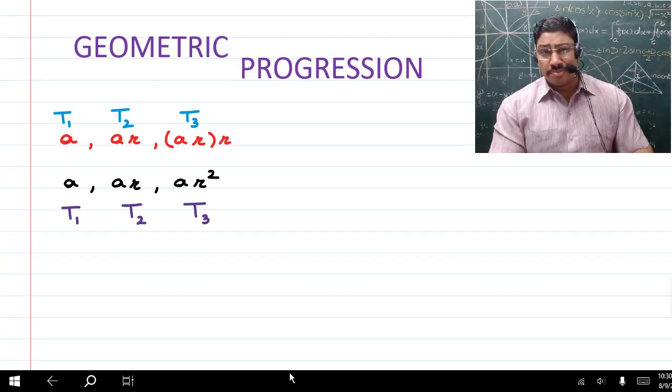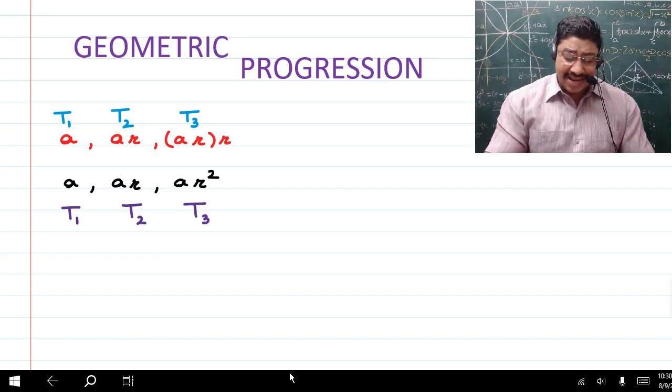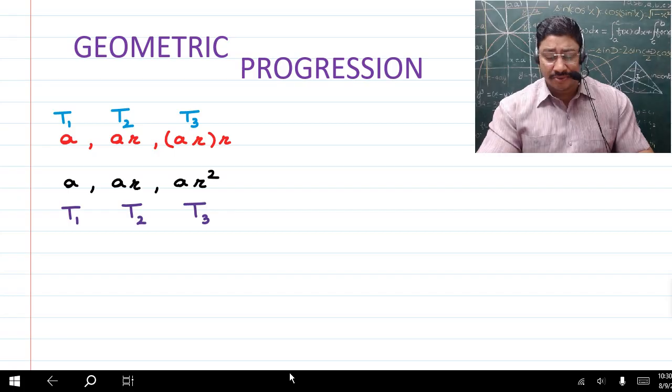So I'd like you people to see something. Can you see something which is happening? Yes? No? Well, let me tell you, we are getting to see that if we are talking about the nth term, there is one less than that number n, the number of r, that is the common ratio. So the power of r will be one less than the number of terms.